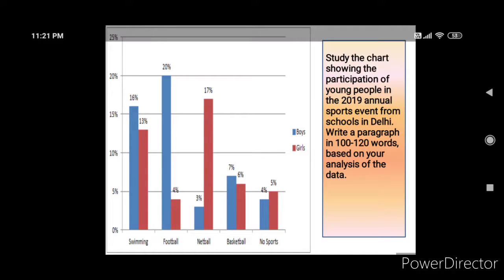Now you all can see a chart, and this chart is showing the participation of young people in the 2019 annual sports event from schools in Delhi. You need to write a paragraph in 100 to 120 words based on your analysis of the data. So data has been given. You need to analyze it properly, and then you can start writing your analytical paragraph. But that analysis is very important, right? So this is how we go about it.